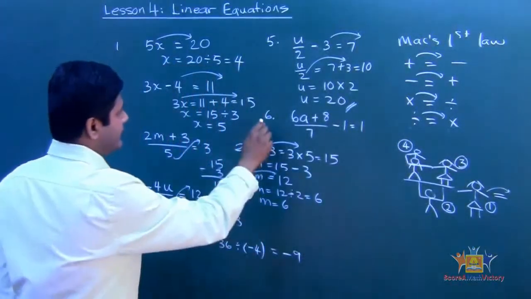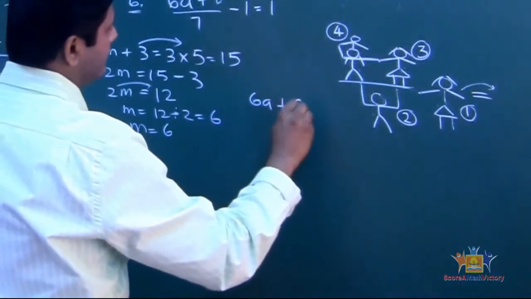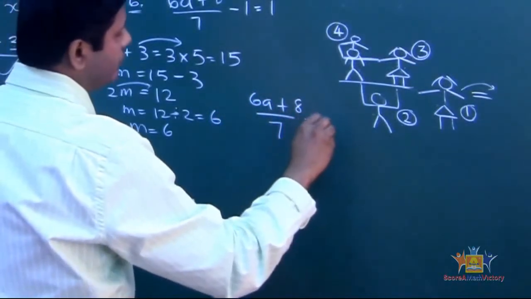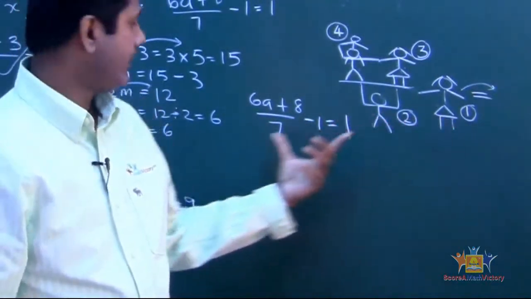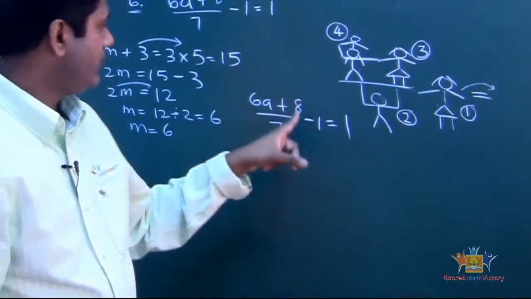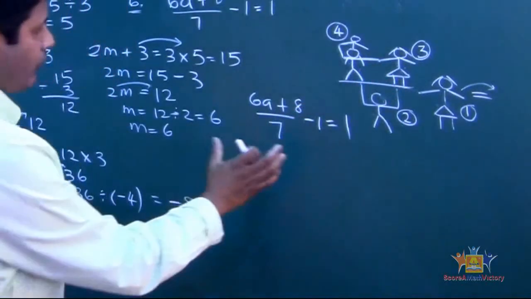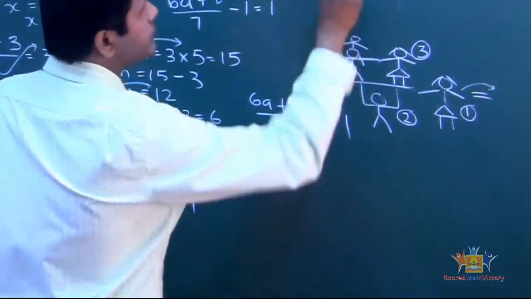Okay, now let's look at number 6. You're given 6a plus 8 over 7 minus 1 equals 1. This is an exact translation of that one. Look at that: your mom, your dad, your sister, your little brother. So we're just going to follow exactly what it says. Who has to go first? Your mom. Minus crossing the bridge becomes plus.